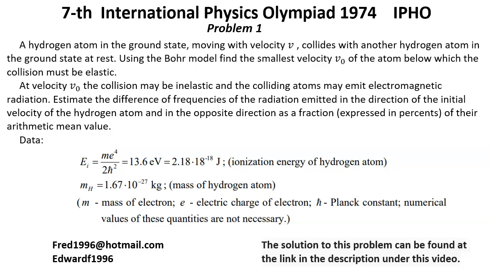Estimate the difference of frequencies of the radiation emitted in the direction of the initial velocity of the hydrogen atom and in the opposite direction, as a fraction expressed in percent of their arithmetical mean value. You can use the data mentioned here.